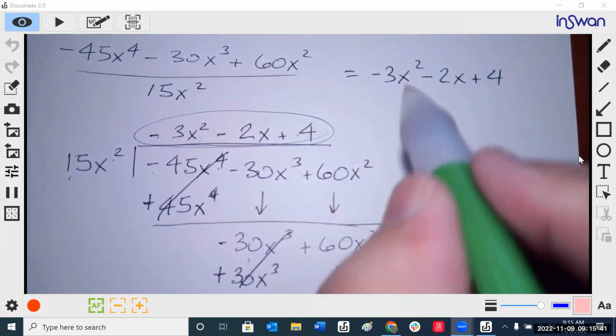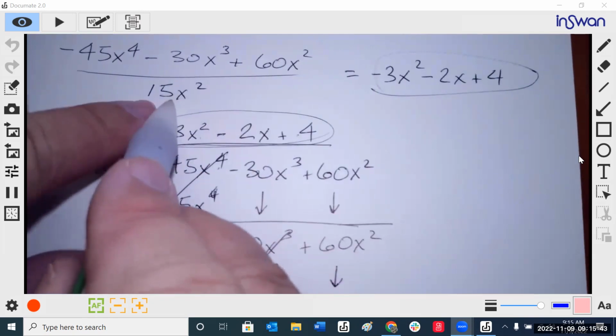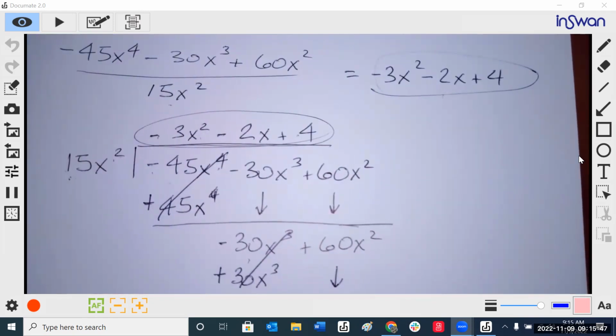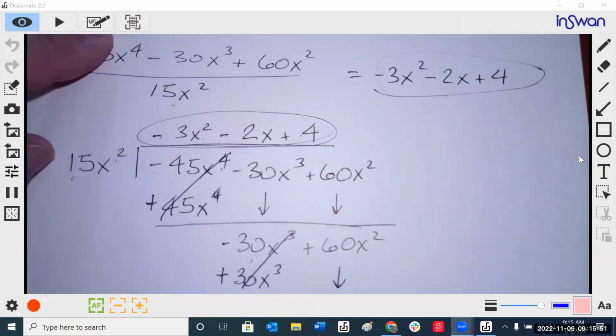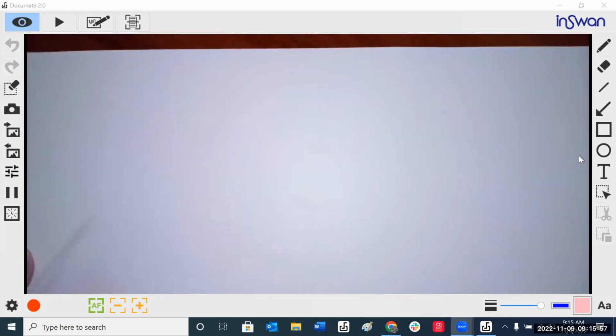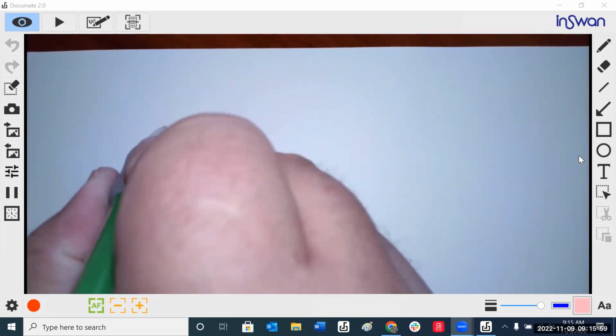Of course, you can always check your answer by multiplying this thing by 15x squared. We're going to come back to this one, making it a little bit more difficult for you. But right now, we're going to look at this one. I found what I want you to do.